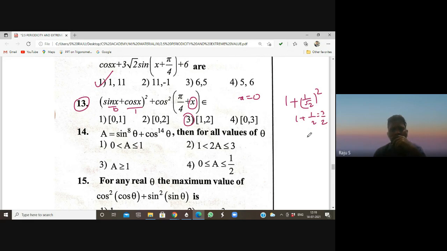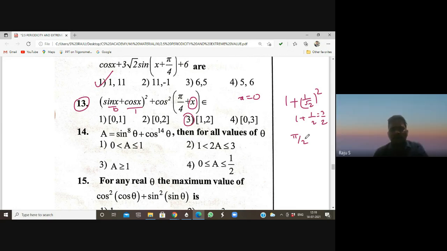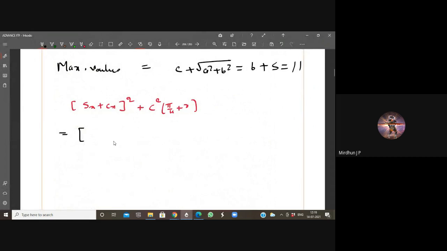Okay, fine. Next you substituted pi by 2. Yes, sir. Pi by 2 also, nothing but the same value you'll get. Square is there, so again you are going to get 3 by 2. Sir, then we can do option cancellation also. 3 by 2 is greater than 1, so we can cancel the first option, sir.